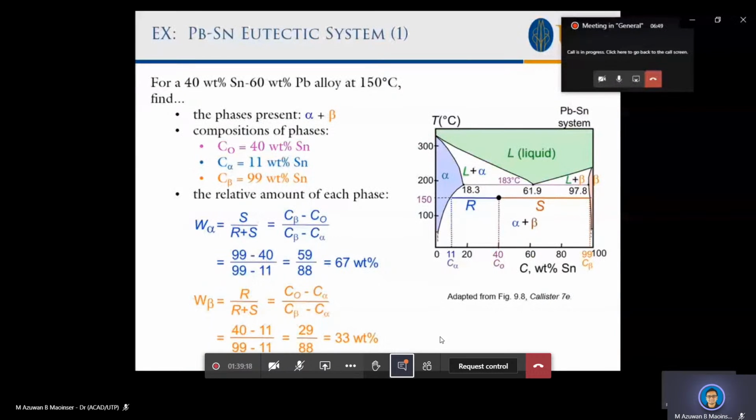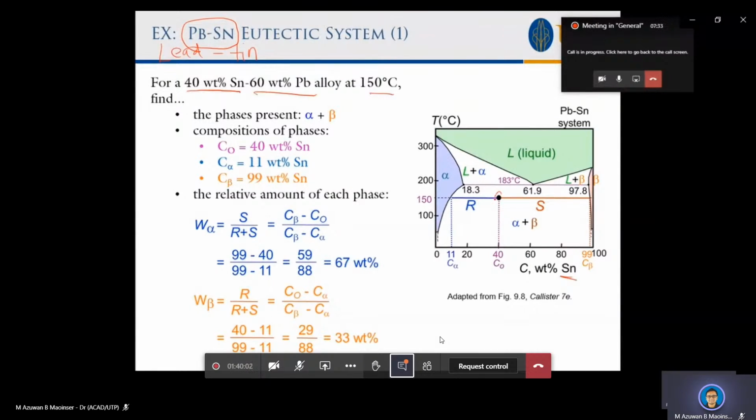Okay, so let's pick a point. You are actually at 40 weight percent. This one is a different system again, plumbum and stannum. I normally call it by the acronym, plumbum and stannum. So this is basically lead and tin. Normally people call it lead and tin in layman's terms, but I prefer to use the scientific acronym. So 40% stannum and 60% plumbum alloy at 150. Locate your point. With that composition of stannum 40%, you are here, and then your temperature is 150.